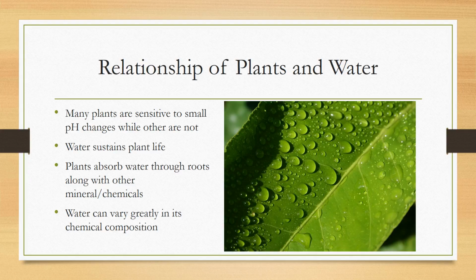And plants absorb water through their roots along with other minerals and chemicals. So the roots can also be affected greatly by how the water is. And since the different forms of water vary in their chemical composition, it's hard to tell exactly which type of water is best for plants.